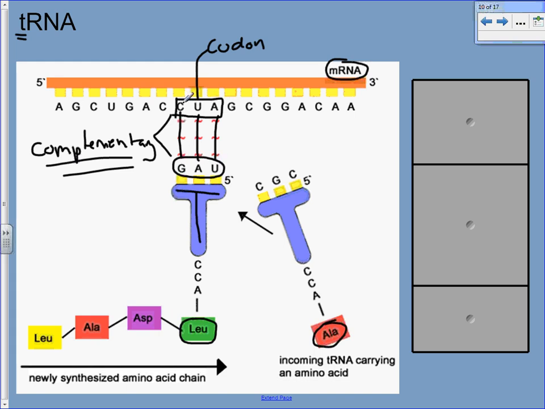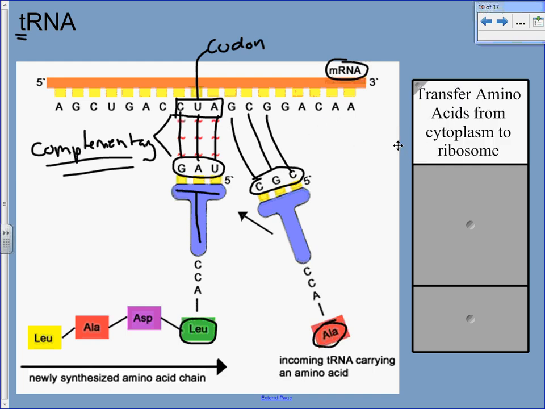So the transfer RNA, the tRNA, transfers the amino acid from the cytoplasm to the ribosome. You just have amino acids floating around in your cells. You get a lot of those from your diet, and some of them your body makes. And the tRNA brings them to the ribosome to be attached to the protein. The tRNA has this group of 3 called an anticodon.